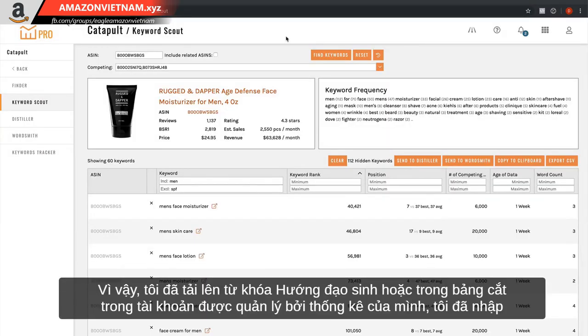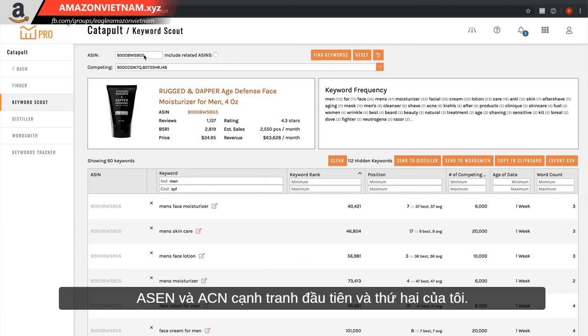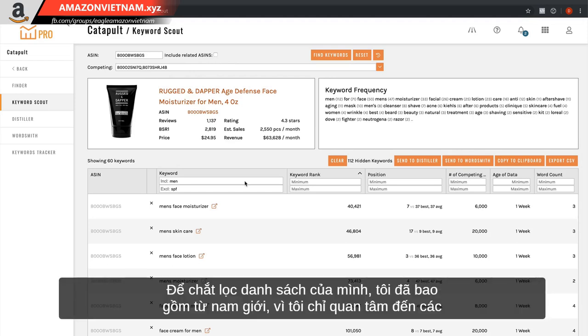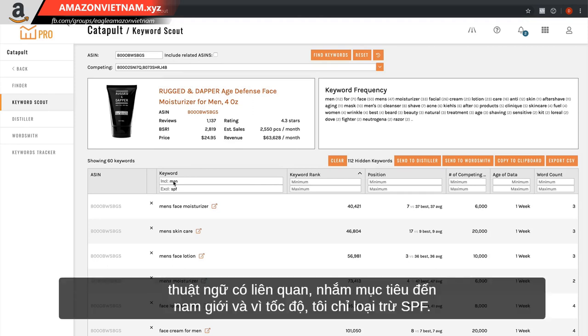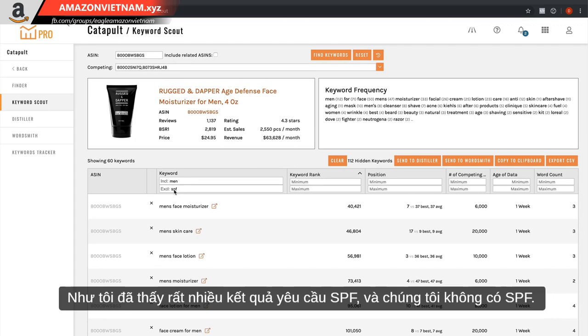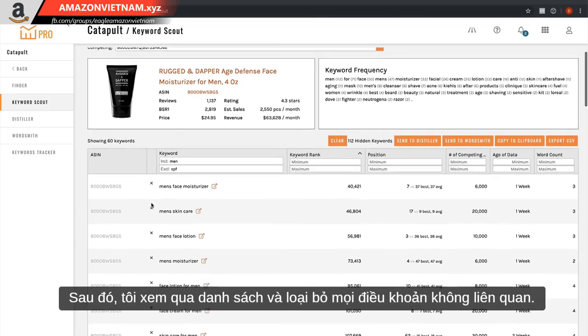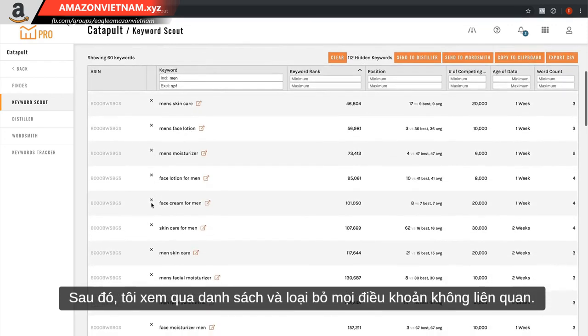Okay, so I've loaded up the Keyword Scout tool within Catapult within my Managed by Stats account. I've entered my primary ASIN and my first competing and second competing ASIN. I've unticked Include Related ASINs. And then to distill my list down, I've included the word men, as I'm only interested in relevant terms targeting men. And for speed, I just excluded SPF as I saw a lot of results requesting SPF and we don't have SPF. I then went through the list and removed any non-relevant terms.